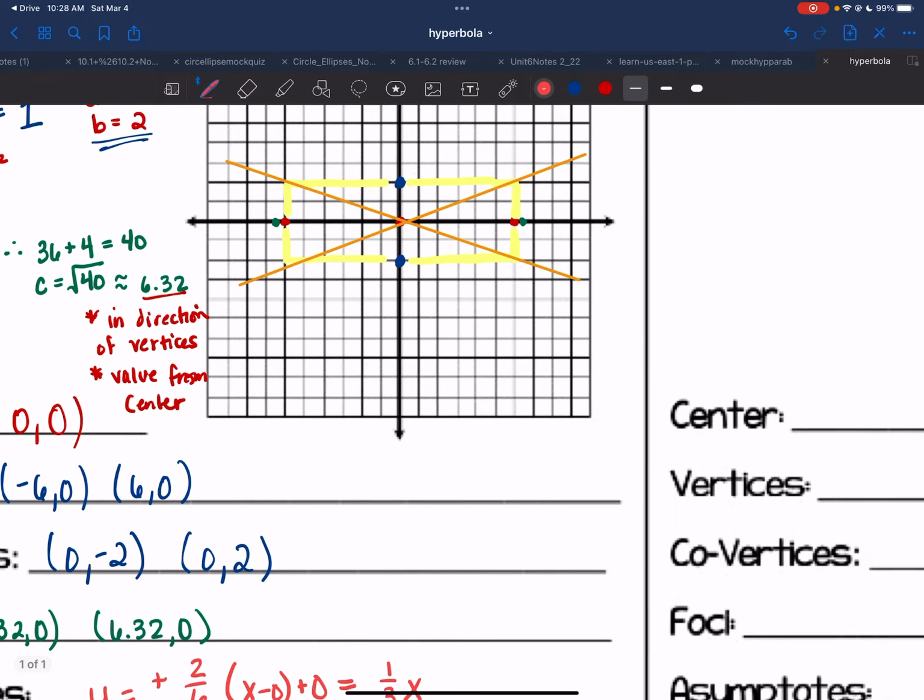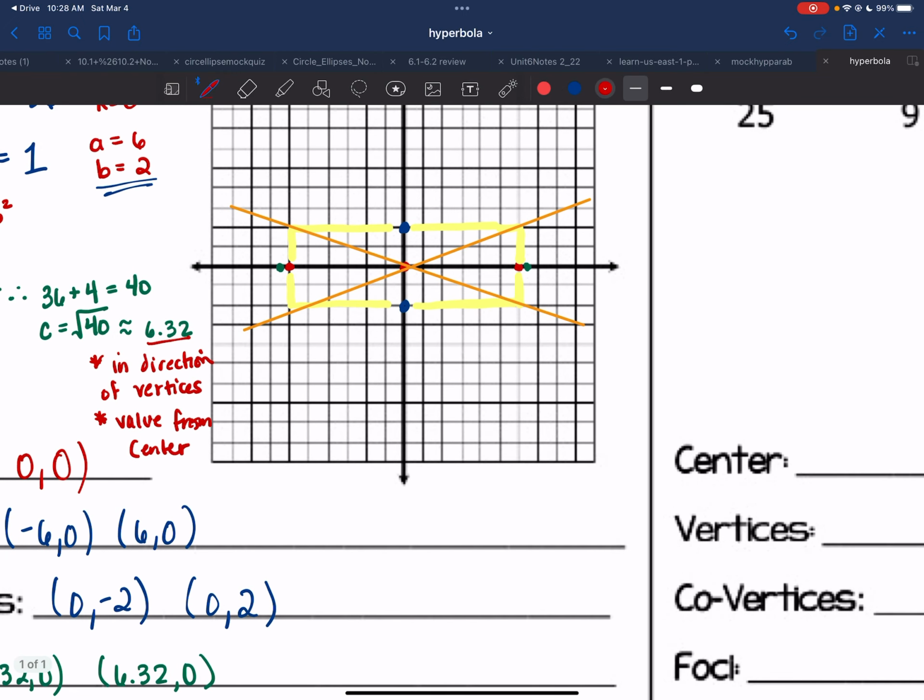The last thing I've got to do is go ahead and graph this puppy, and so it's sitting on my vertex, and it's heading out towards my asymptotes. So this is going to be, right, heading out that direction. So heading out towards my asymptotes. So there is the graph of this first one.